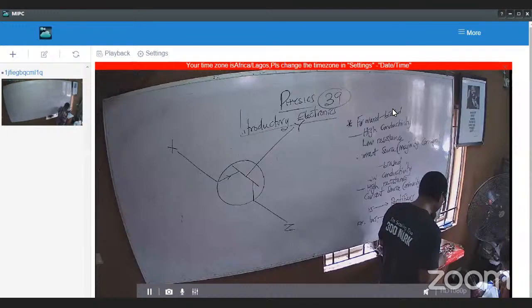Option A, oscilloscope. Option B, inverters. Option C, diodes. Option D, transistor. Pick one answer.